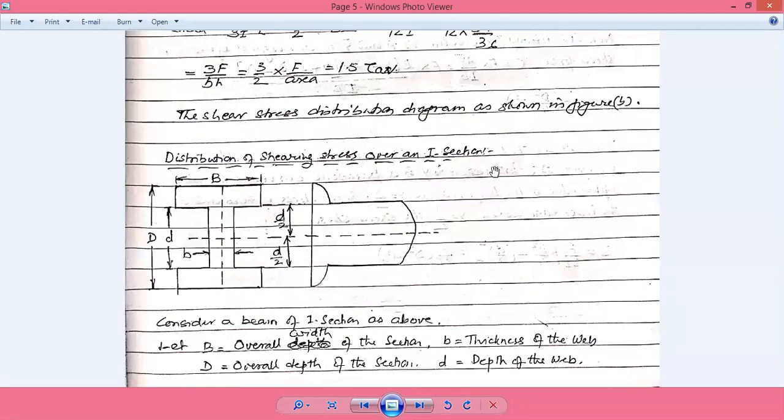Now let us go through the distribution of shear stress along an I section. Here we have an I beam whose sectional view is like this, where B is the width of the flange itself, D is the maximum depth of the beam from this end of the flange to this end of the flange, small b is the width of the web, and small d is the depth of the web itself.